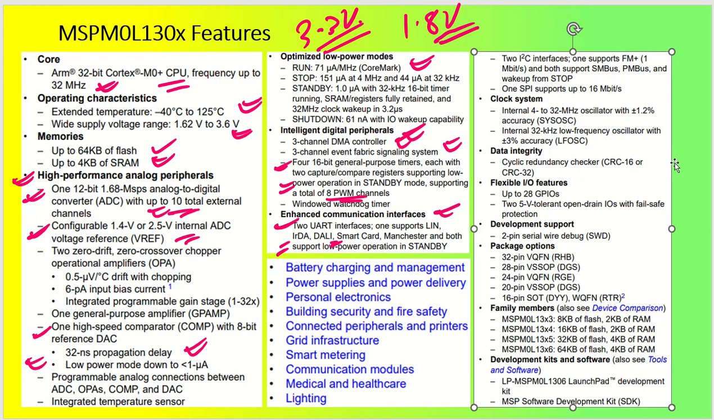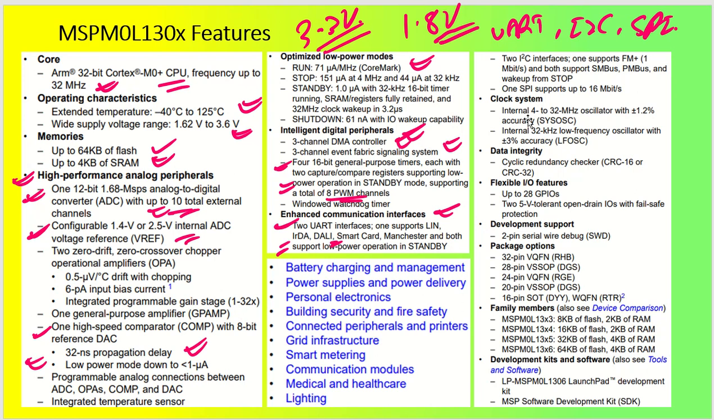Now if you see some other features that are there, it has two I2C as well, like I2C, so inter-integrated circuit. So two UART, two I2C. Then it is going to have one SPI also. So all three communication interfaces are available with this particular device: UART, then I2C and SPI, at this very low cost.